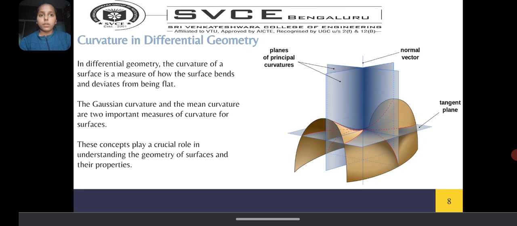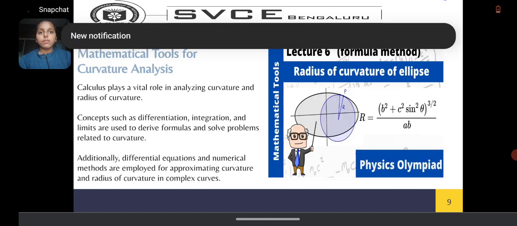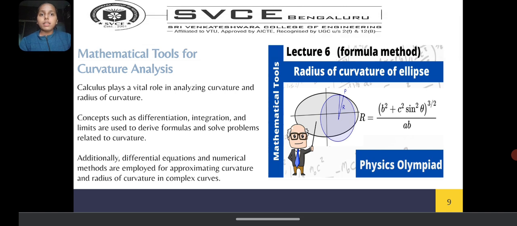Curvature in differential geometry. In differential geometry, the curvature of a surface is a measure of how the surface bends and deviates from being flat. Gaussian curvature and mean curvature are two important measures of the curvature of surfaces. These concepts play a crucial role in understanding the geometry of surfaces and their properties. Mathematical tools for curvature analysis. Calculus plays a vital role in analyzing the curvature and radius of curvature.